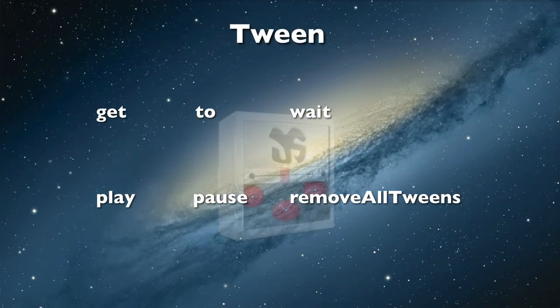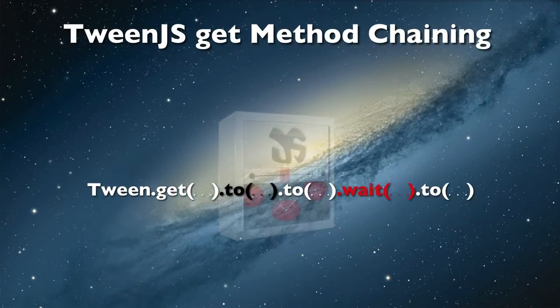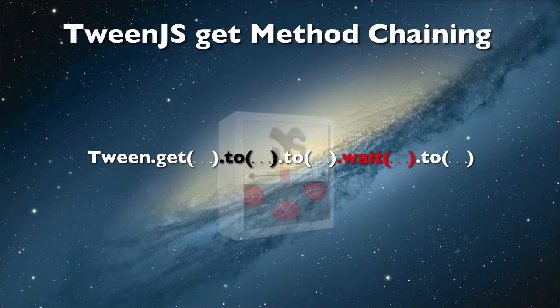In addition to the to method, the tween.js library has the wait method for creating delays in an animation. Delay time for the wait method is expressed in milliseconds. Also, we can chain the wait method to the get and to methods.